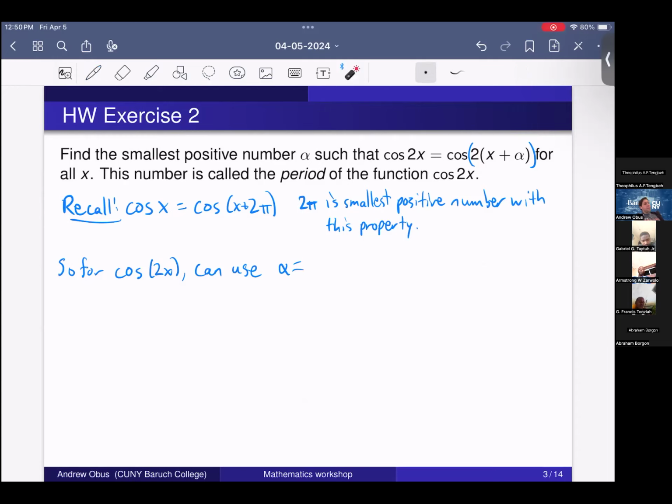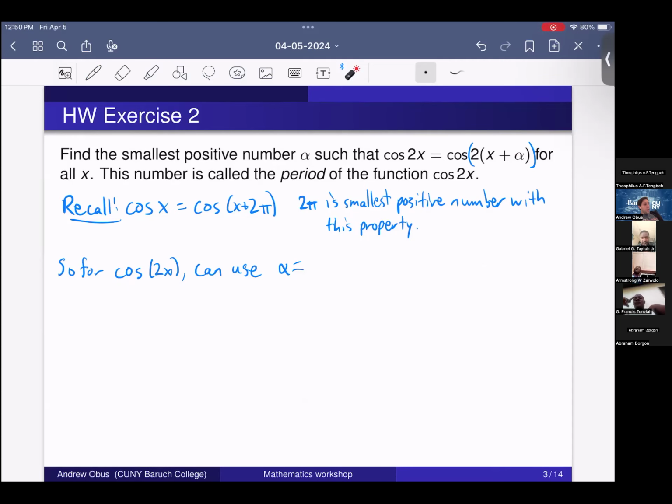So does anybody have a number alpha that you can plug in here to make the identity correct, even if it's maybe not the smallest one? I mean, of course, alpha equals 0 works. That just says cosine 2x equals cosine 2x. But can you find some alpha that's positive that works? Okay, well, let's think about this, right?